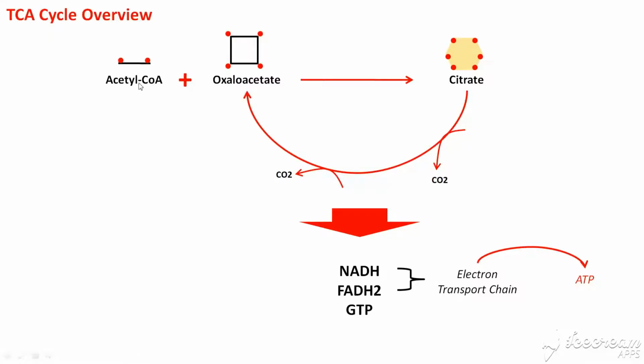So we said that we get acetyl-CoA from pyruvate, and pyruvate is going to be the end product of glycolysis. Now, when pyruvate enters the mitochondria and is converted into acetyl-CoA, acetyl-CoA is going to react with oxaloacetate to form citrate. And this is going to be the first reaction in the TCA cycle. Citrate is going to enter a series of enzymatic reactions, and at the end it's going to be converted back into oxaloacetate. In the process, it's going to produce carbon dioxide, NADH, FADH2, and GTP. Now, the NADH and the FADH2 are going to be transported to the electron transport chain, where they further produce more ATP. So this is kind of the general outline of the TCA cycle.